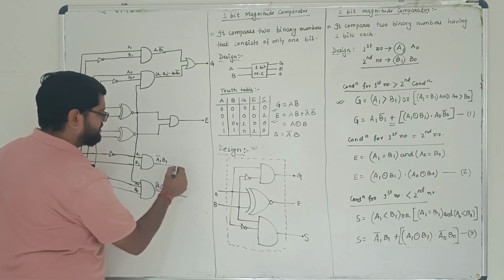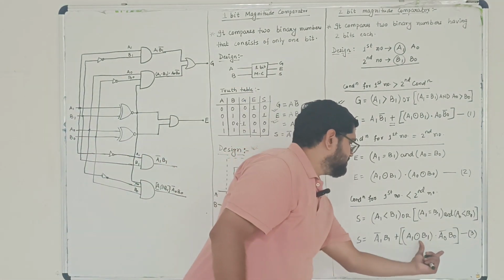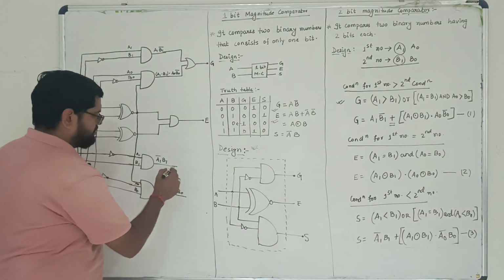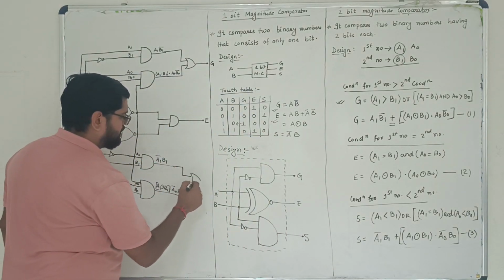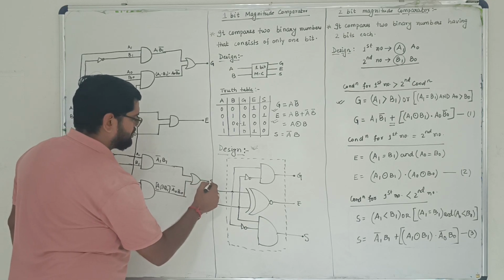Now the output of these two, this is the first part, this one is the second part. They are connected with an OR gate, so we'll connect them with an OR gate, and this will give you the S output.